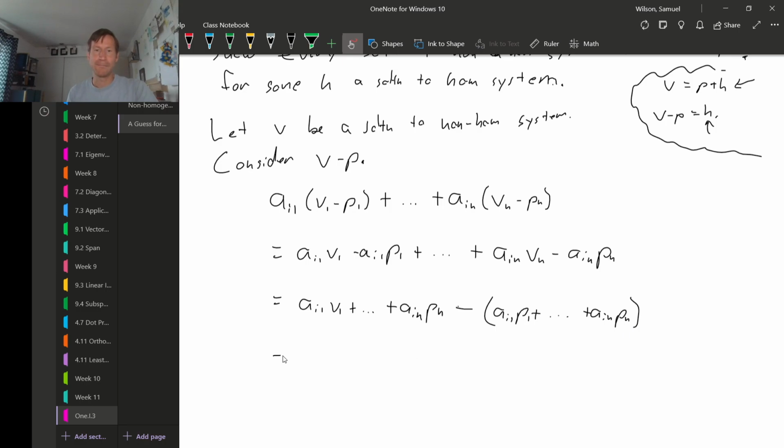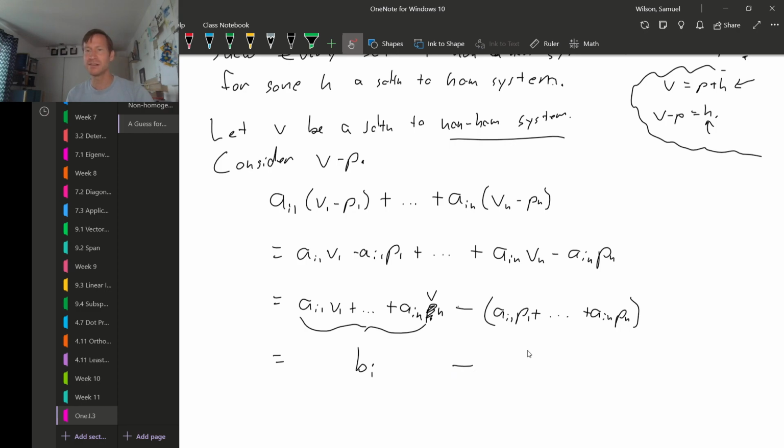All right. So now what is this sum? Oh, this p should be a v. Sorry. Okay. So what is this big sum of v terms? Well, remember, v is a solution to the non-homogeneous system. So here we've essentially plugged the entries of v into the ith equation. And since it's a solution to the non-homogeneous system, that means we get the right-hand side of the ith equation, which is b sub i.